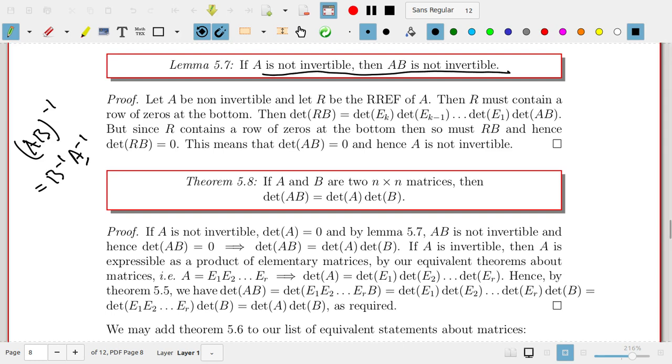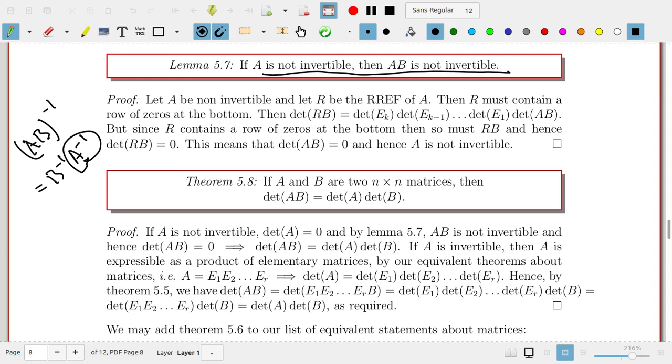So if A is not invertible, if I can't find the inverse of A, then I cannot safely say that this is equal to B inverse A inverse. Then I cannot find the inverse of this. So what is the proof of this statement? Well, let A be non-invertible, right? And let R be the RREF of A, the reduced row echelon form of A. Then R must contain a row of zeros at the bottom, right? That is a given.